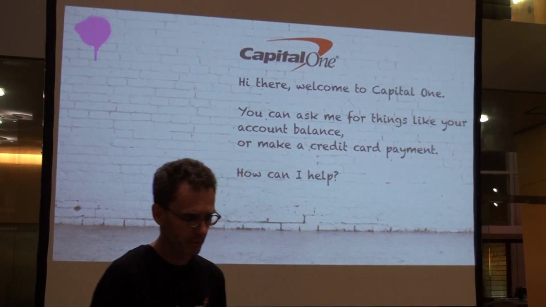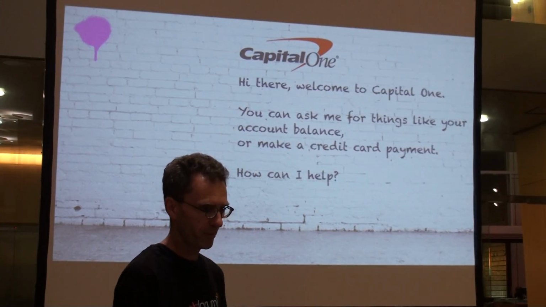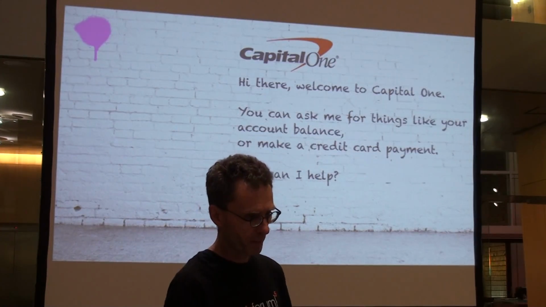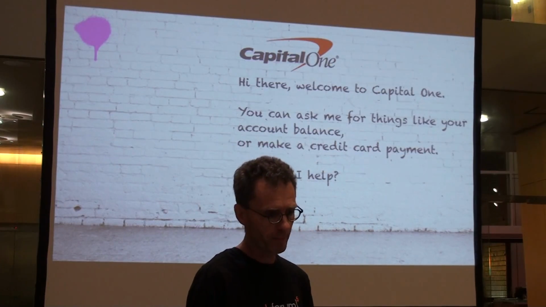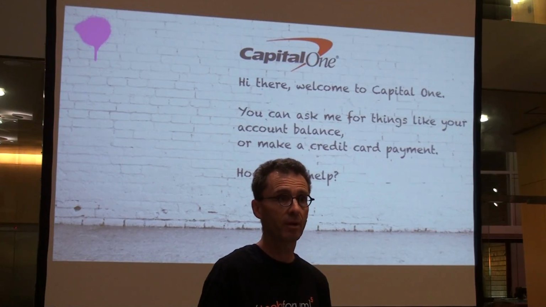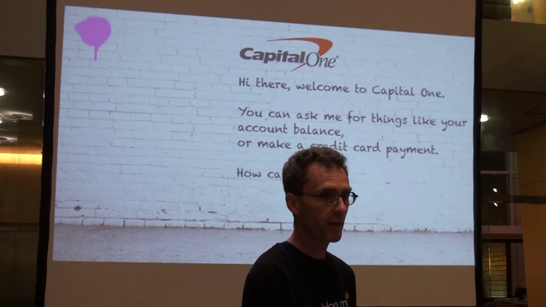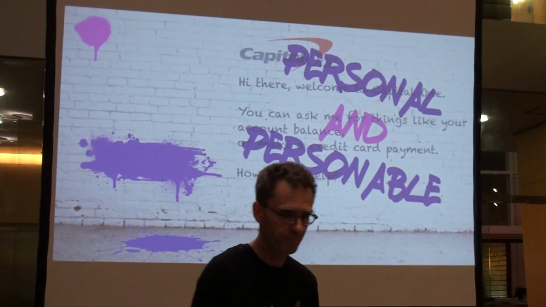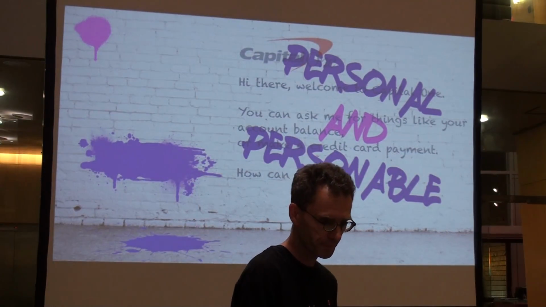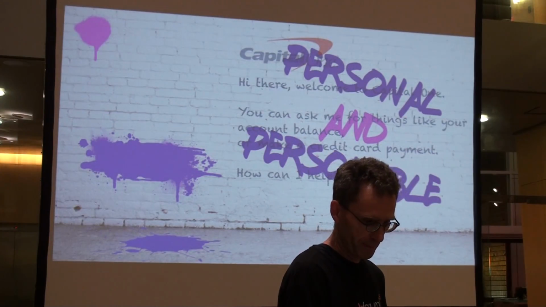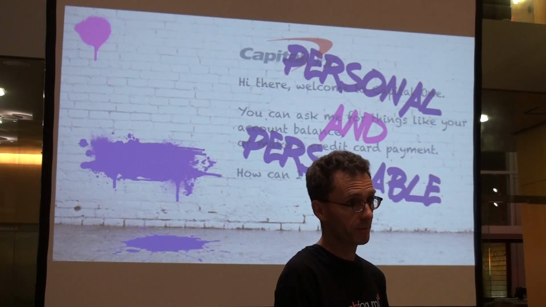Capital One has a skill on the Alexa, and every time I go there, it greets me with the same sentence. Hi there, welcome to Capital One. You can ask me for things like account balances or make a credit card payment. If I come back in 2 minutes, I get the same thing. If I come back 10 times on the same day, I hear the same thing. And that's the worst. I can go there 10 times, it will never call me by my name.